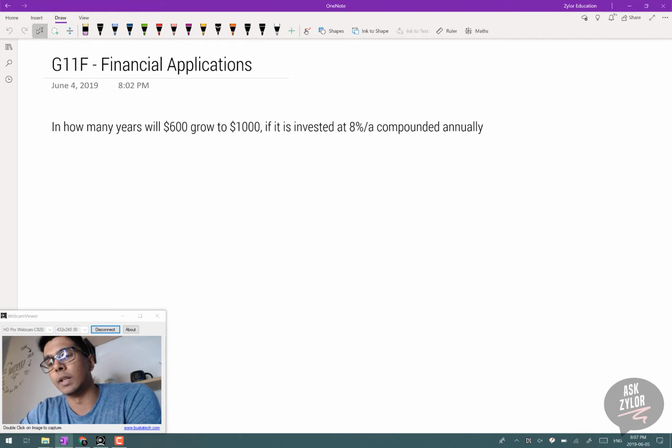So the next one is a grade 11 functions question. So it's a financial application. They're asking us in how many years will $600 grow to $1,000 if it's invested at 8% annually, compounded annually, right? So we need to know the equation for this.